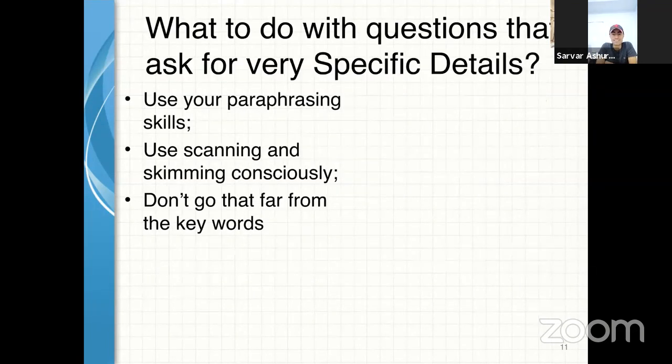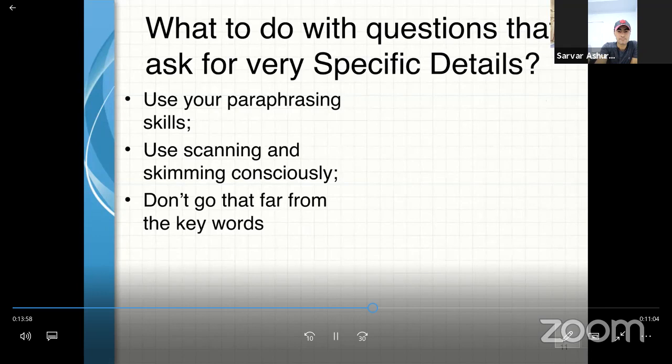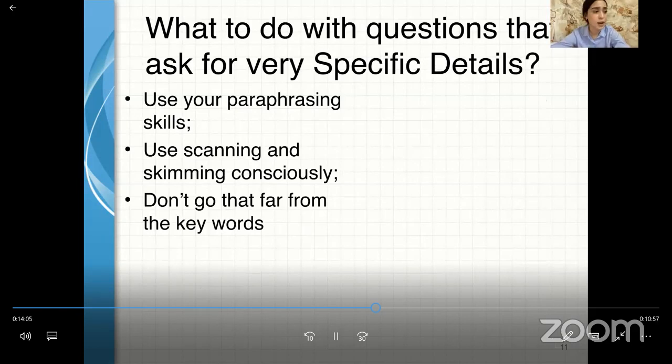And then you may ask, what can we do with the questions that ask for the very specific details, like what is the name of the inventor, in what year X became popular? You will use your paraphrasing skills here. You're more than welcome to scan the keywords, take those keywords, go to the passage, scan the passage coming out of the keywords, find the location, and skim read that part. And my personal life hack, IELTS hack, is don't go that far from the keywords.